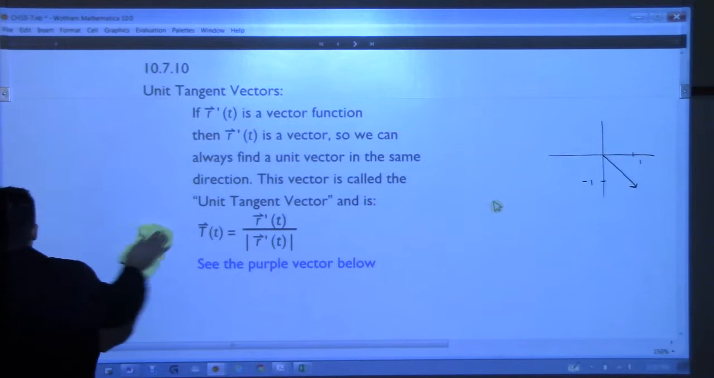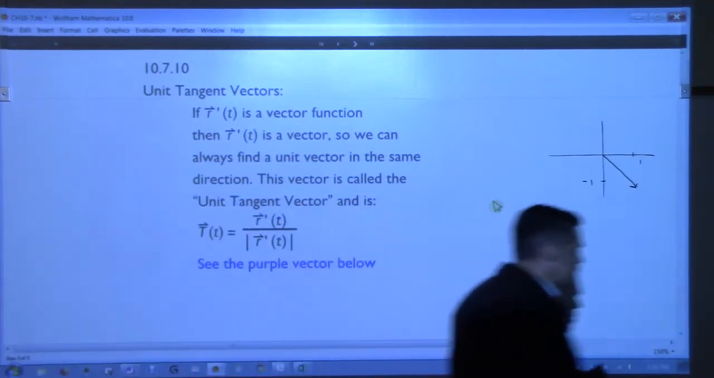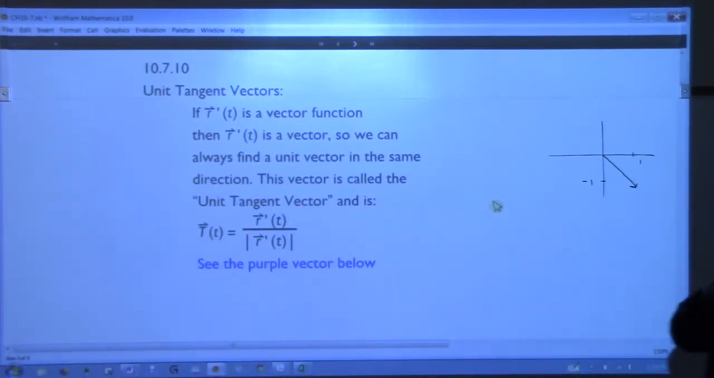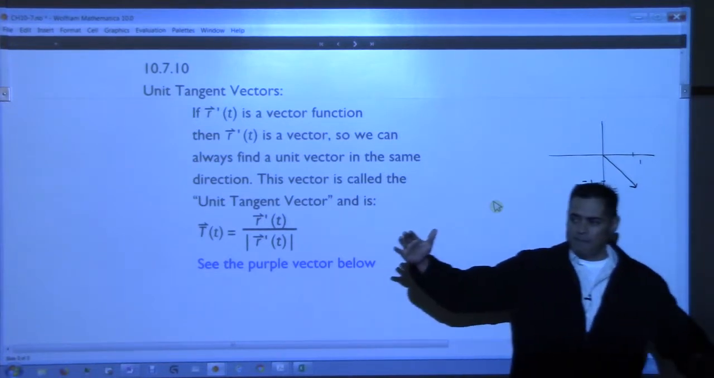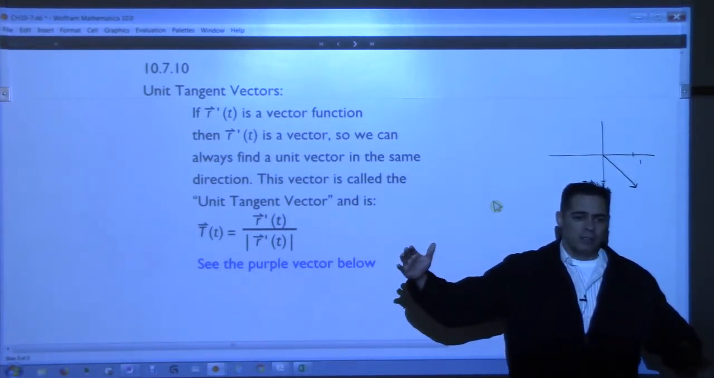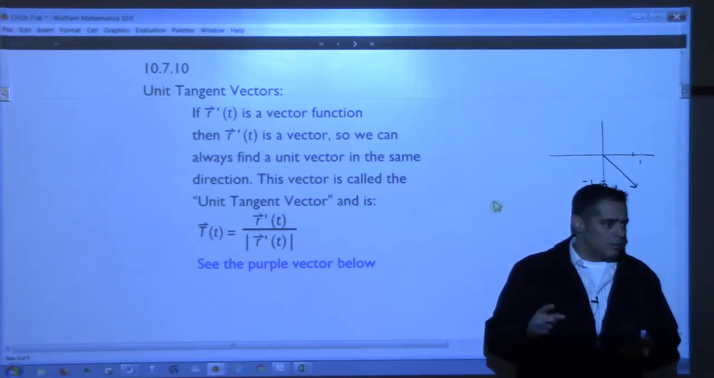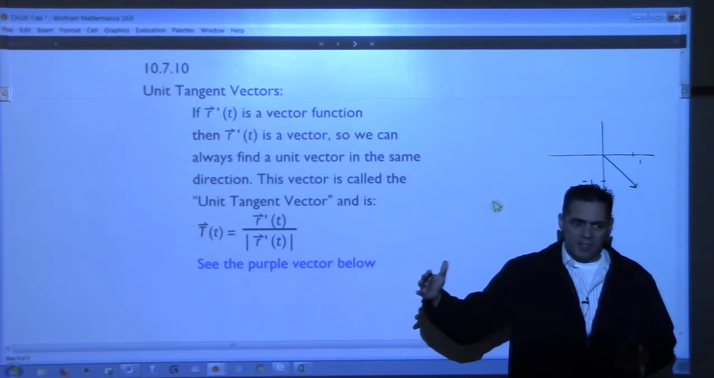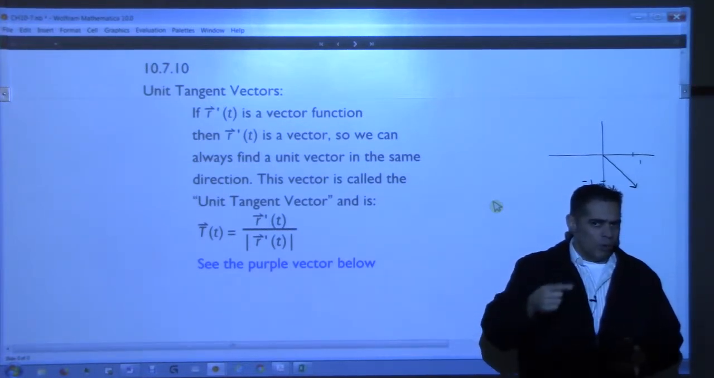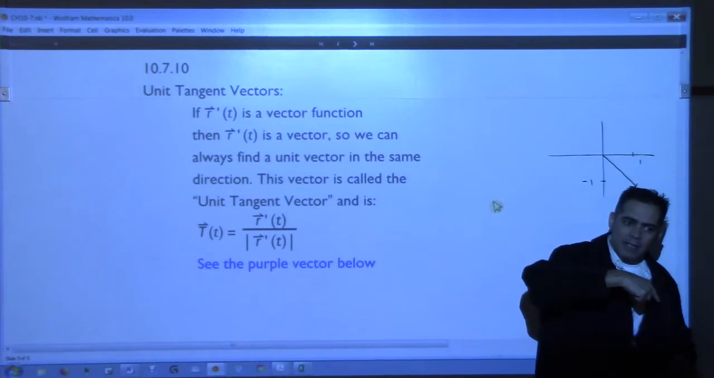First, what's called the unit tangent vector. Remember that if you ever have a vector and you want to find a vector that points in the same direction but has a unit length, that's called a unit vector. All you have to do is take the vector and scale it by 1 over its own length. We did this a while back.